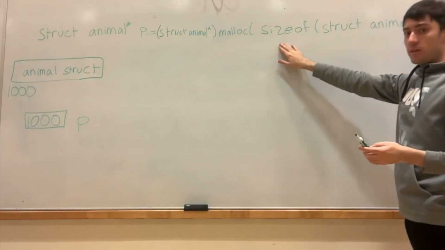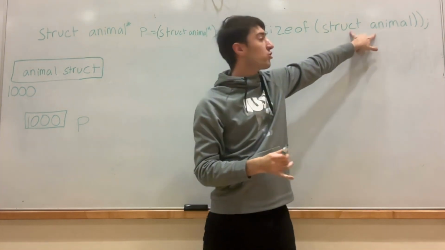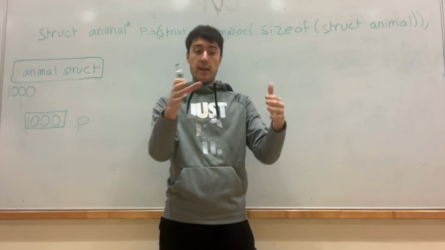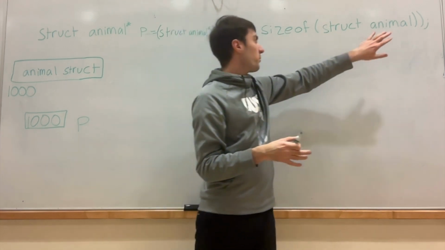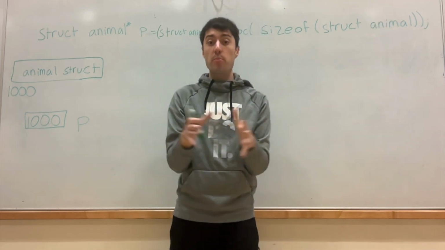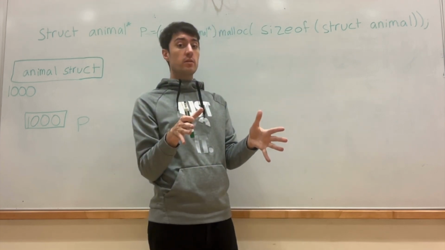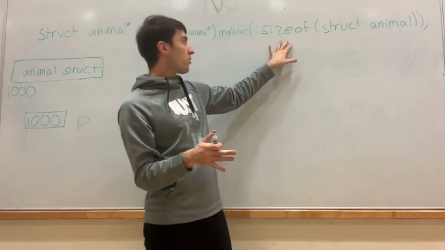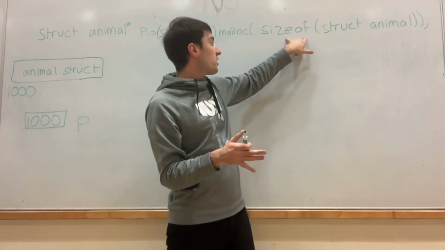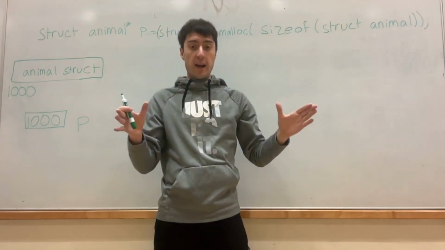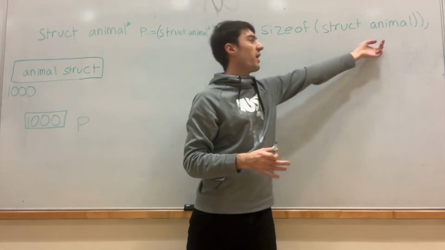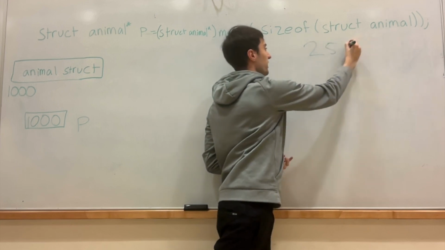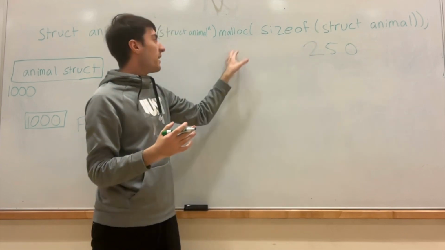The sizeof takes in an argument, which is struct animal right here. It returns how much memory that argument is. I want to know how much memory this struct animal takes up, how big that struct actually is. So I put it through the sizeof call, and it takes in the argument and returns the size, how much memory this struct needs. This is going to evaluate to some number of bytes that this struct animal has, maybe like 250, some number.